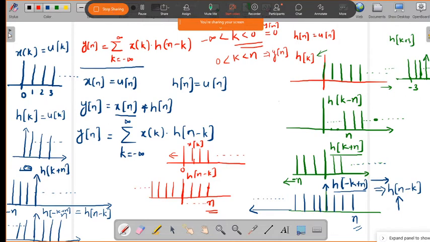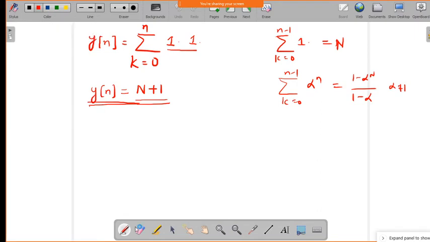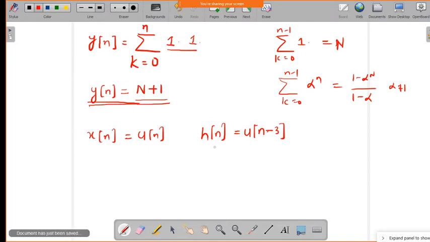So now we'll take one more sequence and try to compute that one. Now take x of n equal to u of n, and I will take h of n equal to u of n minus 3. Earlier I had taken it as u of n, now I have given h of n as the shifted signal. So now try to compute the convolution sum of this one.